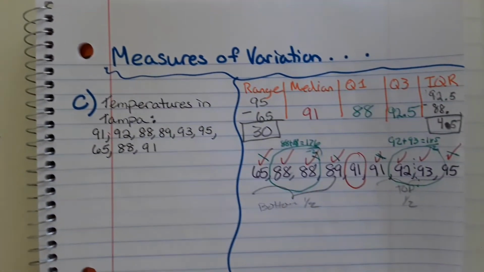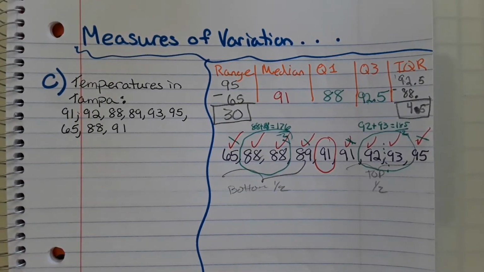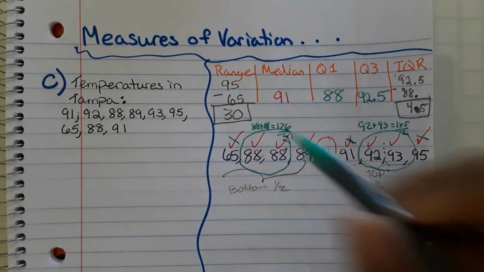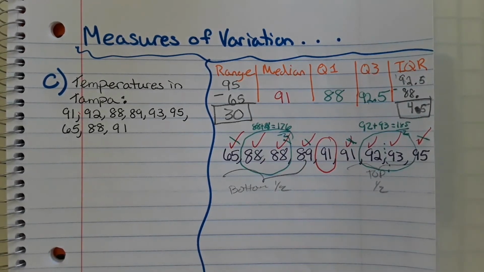All right, and our final one. Example C. If you want to try this on your own, go ahead and pause it and then come back and see how you did. All right, let's try this. So we already found our range, it's 30. We have our median as 91. Our quartile 1 is 88. Quartile 3 in this case is 92 and 5/10. And then we have our interquartile range, 4 and 5/10.